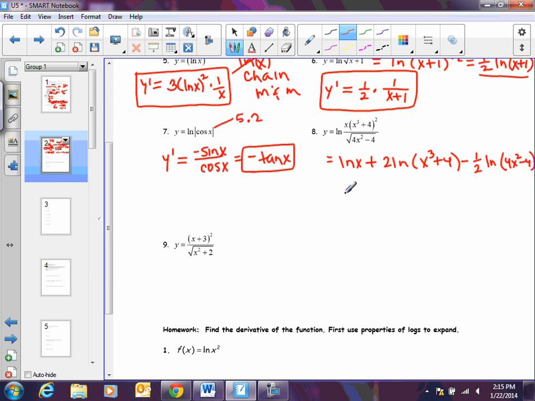And some of you will feel so happy you got this far, you'll box this and be done. But we really haven't even taken the derivative yet. That was just rewriting it. That was just the prep work.